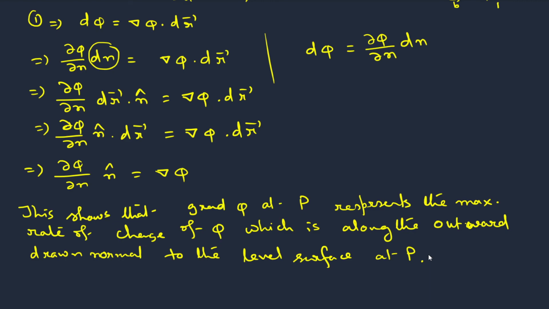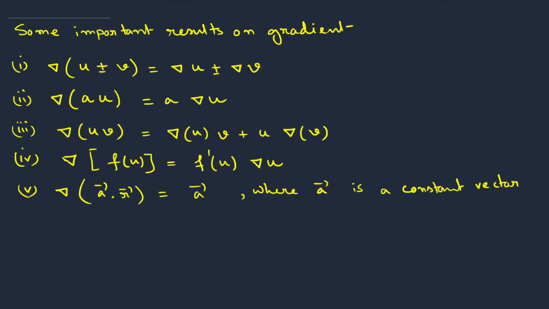And if you write in the reverse way, then that will be minus nabla phi. If we write minus nabla phi, then phi will decrease. So this is the geometrical or physical interpretation of nabla phi. Now there are some important results from this gradient that you have to know, or you can prove very easily. Like nabla of u plus minus v, where u and v are two scalar point functions, you can write nabla u plus minus nabla v. Similarly, some other results are there.